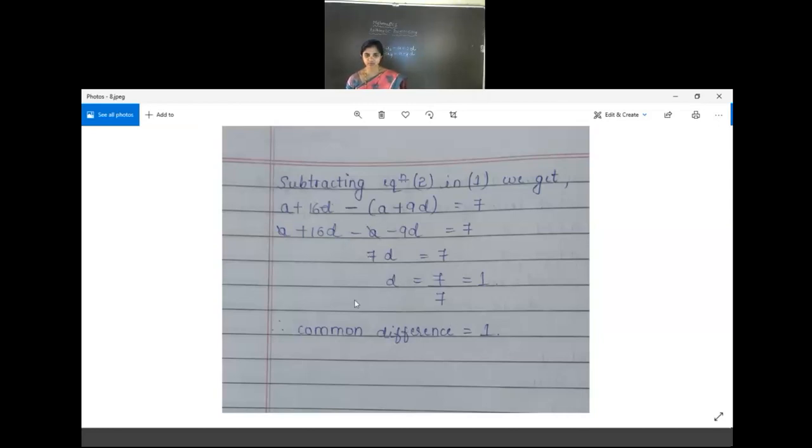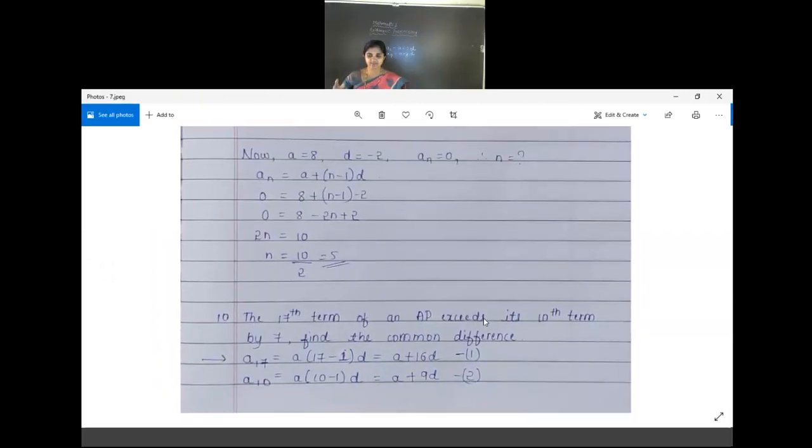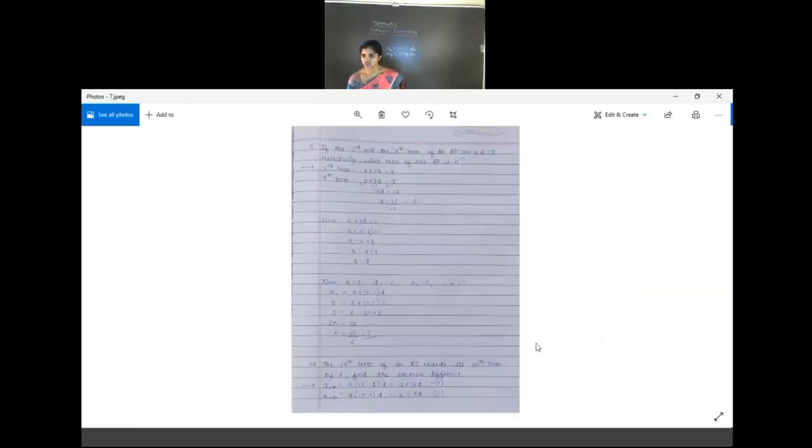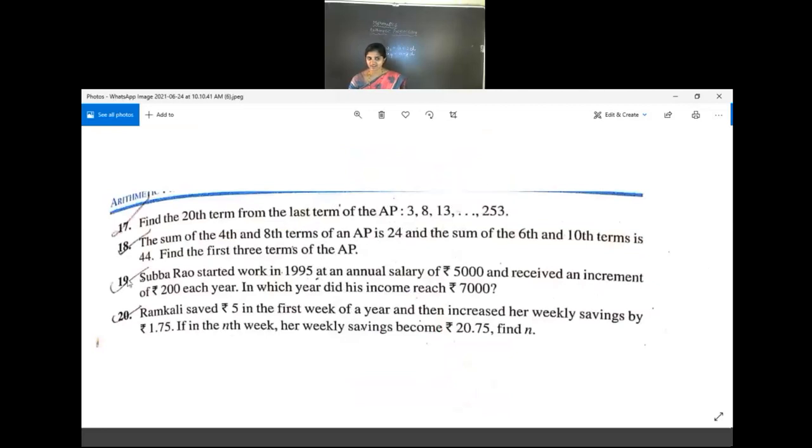Got the idea of this problem now? Do you have any confusion regarding this question? The 17th term of an AP exceeds, what does it mean? It is 7 more than the 10th term. The 17th term of an AP exceeds its 10th term by 7. Find the common difference. That means the 17th term and 10th term difference is 7. So using that concept, we got the difference actually as 1. Got the idea of this 10th question now?